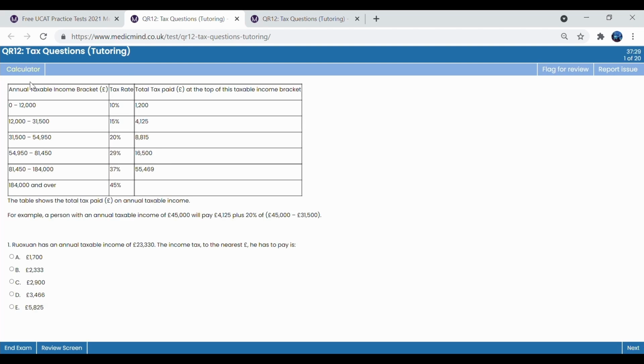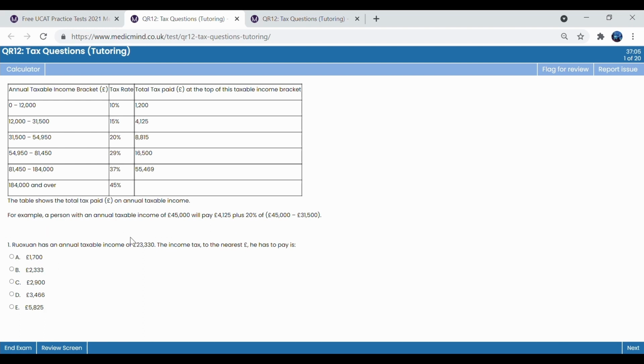Right. Okay, so immediately without reading any of this, I've clearly skimmed over and I can see percentages here, and I've seen the pound symbol here and here. Now I'll read the question. So Roxanne has an annual taxable income of £23,330. The income tax to the nearest pound he has to pay is, and these 5 options.